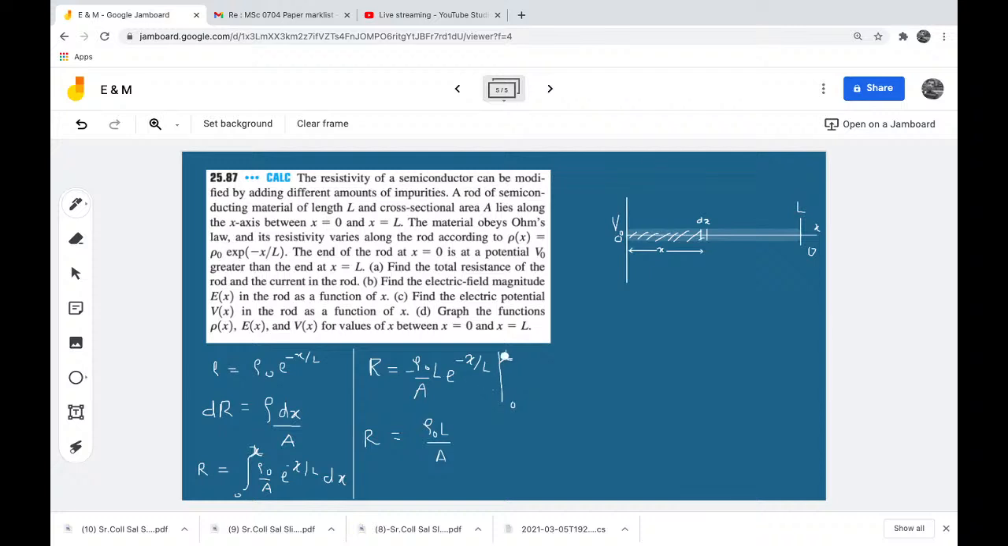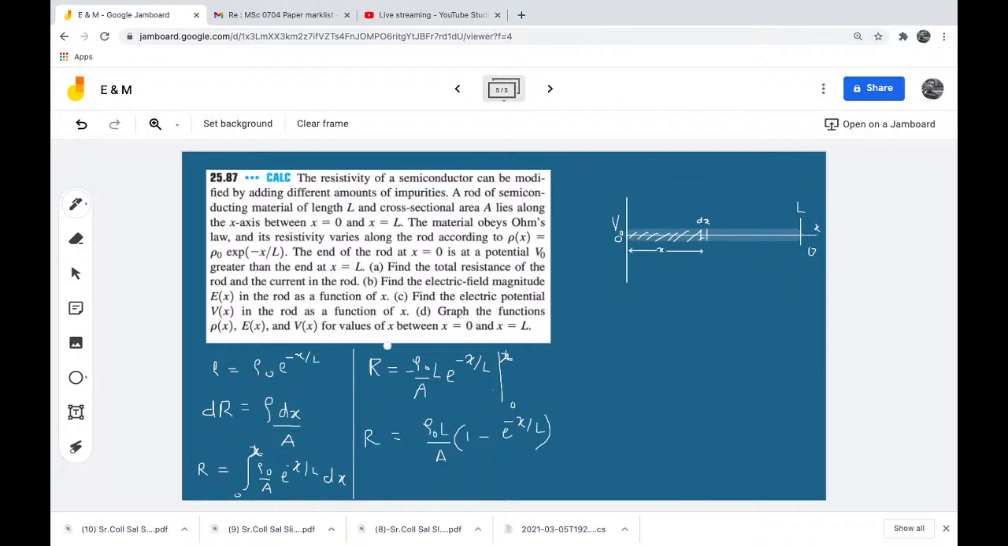If I put the higher limit as x, it will remain e power minus x by L. If I put the lower limit as 0, then e power minus 0. E power 0 is 1, so it will be e power minus x by L minus 1. But I can absorb this minus sign inside, so I will get 1 minus e power minus x divided by L.